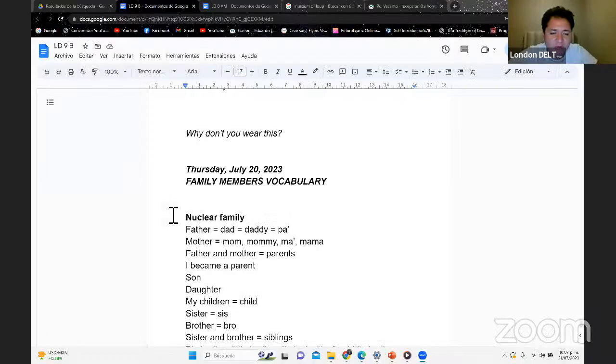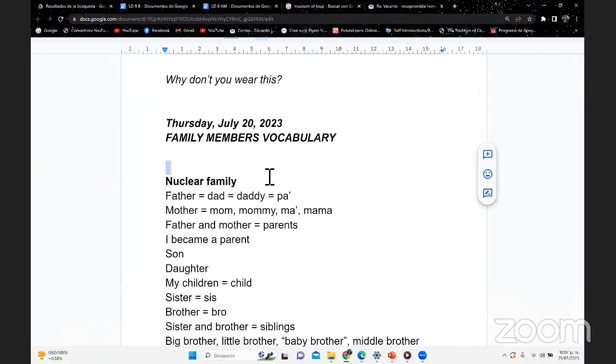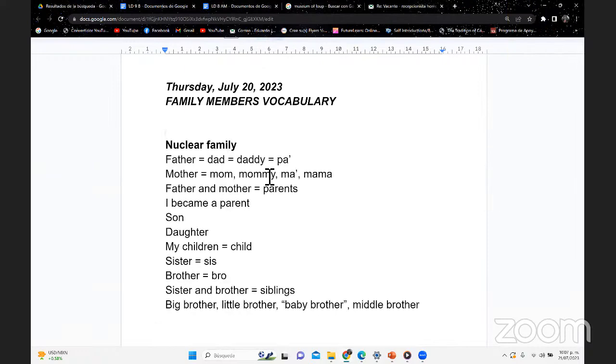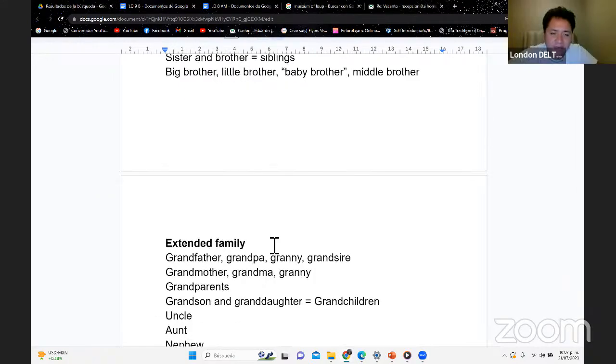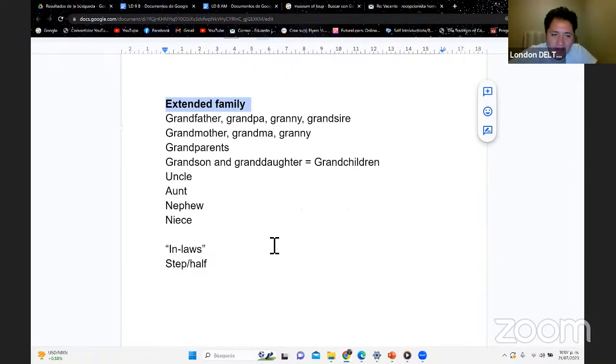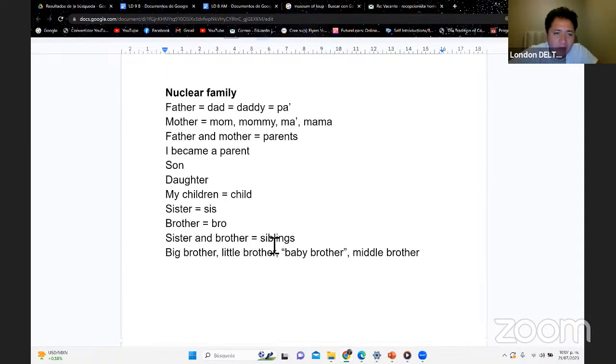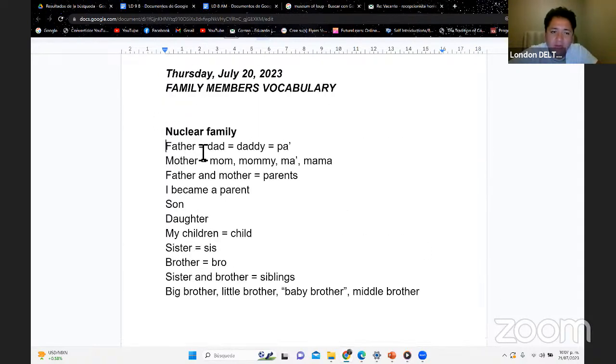So, vocabulario que estábamos viendo ayer, right? Teníamos nuclear family. Nuclear quiere decir que es los que viven en tu casa, right? Well, we also have the extended family. Extended, that means outside your house. Well, so we already learned this vocabulary, right?